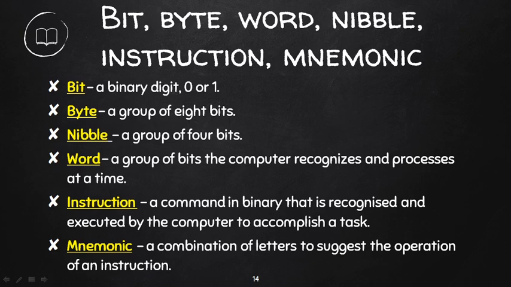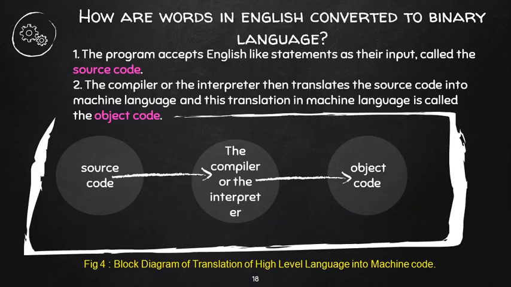Now, instruction is a command in binary that is recognized and executed by the computer to accomplish a task. Mnemonic is a combination of letters to suggest the operation of an instruction. The examples have been already covered in the previous slide. Going to the next slide. How are words in English converted to binary language? There is a particular process.